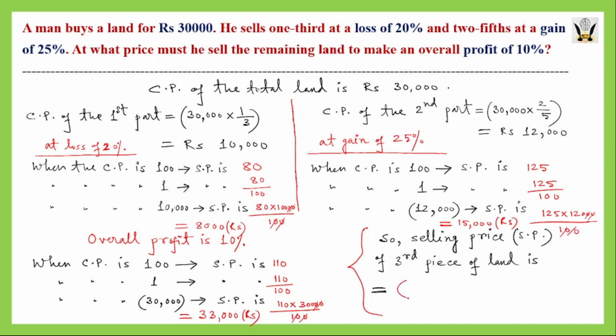So the selling price of the third part of the land will be the total selling price, 33,000. The selling price of the first part is 8,000, so it will be subtracted, and the selling price of the second part is 15,000, so it will be subtracted again, and that will be the selling price of the third piece of the land. If we calculate, that value will be 10,000 rupees. So this is how we simplify this type of problem based on profit and loss.